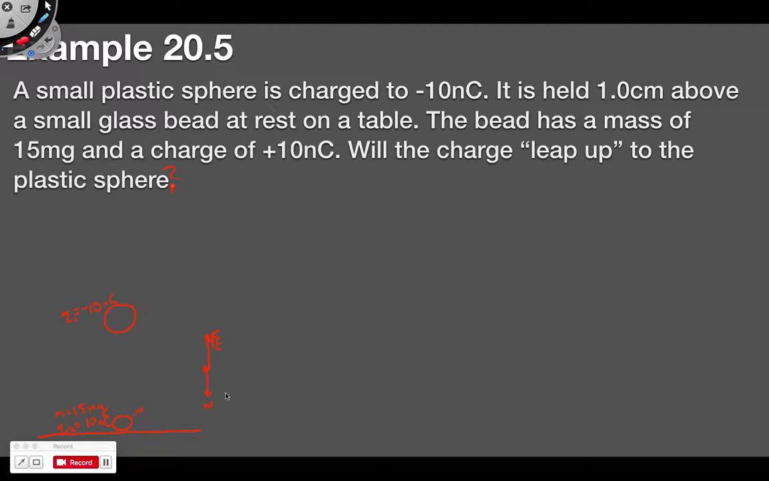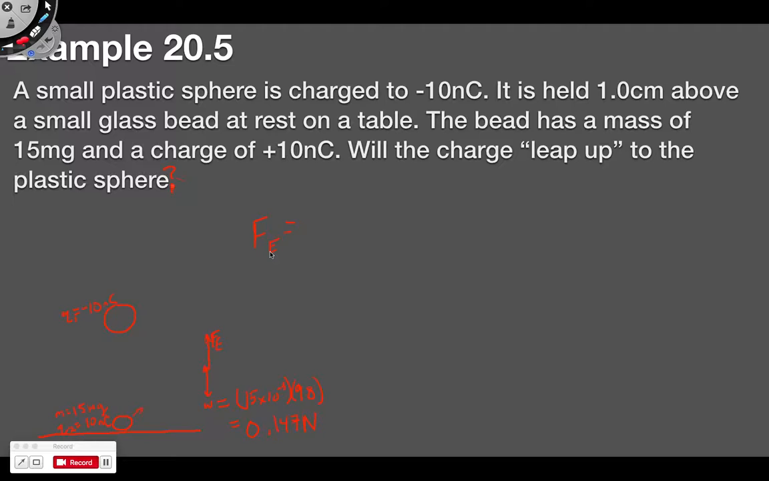Well, first, let's calculate each one separately and see which one's dominating. Let's go to our old one that we know how to do. The weight is m times g. So what's my mass? My mass is 15 milligrams, and again, milli is times 10 to the negative 3. That's going to be multiplied by 9.8. So let's find that weight. That weight is 15 EE negative 3 times 9.8, and that is 0.147 newtons. So that's how much it weighs. So now I've got to calculate the electric force and see if it is greater or less than that weight. If it's greater than that weight, it'll leap up.